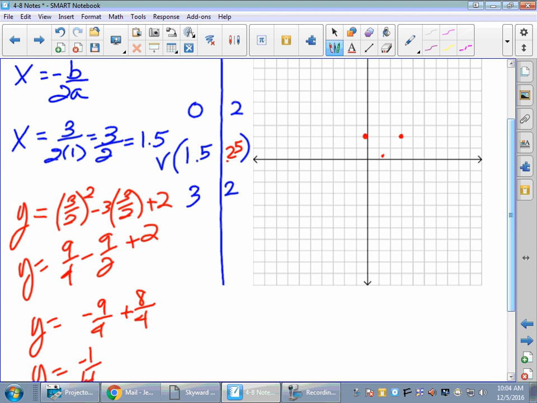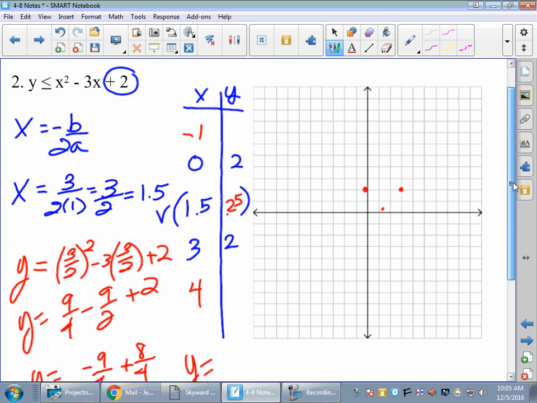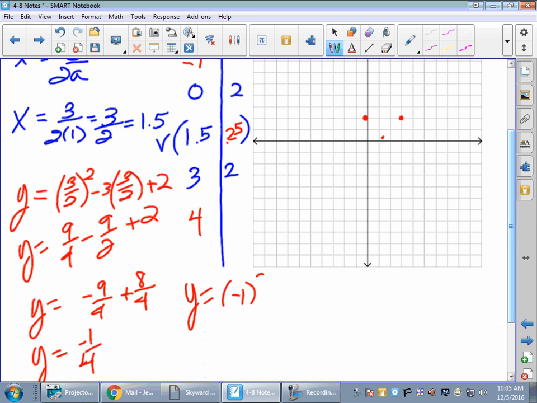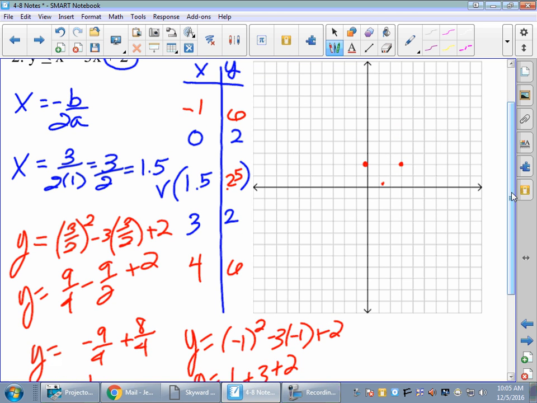So I'm actually going to go a little bit further out. I don't really need the points in between those, so I'm going to go to +4 and -1 for my next ordered pairs. So when I figure those out, y is equal to, I'm just going to plug in -1. I got to be careful. I'm going to square the -1. I got to subtract 3 times -1 and then add 2. So when I square -1, it becomes +1. -3 times -1 is a +3 and then +2. And so y is equal to 6. So -1 gives 6.